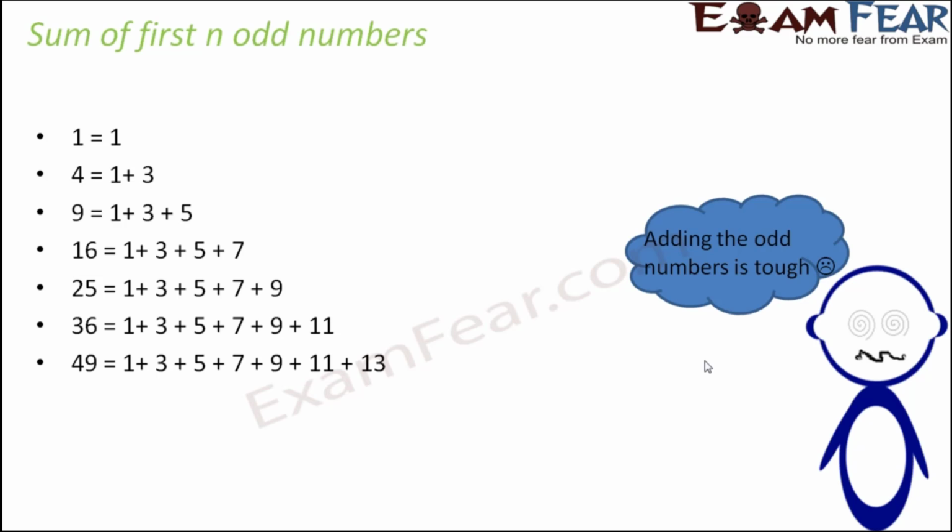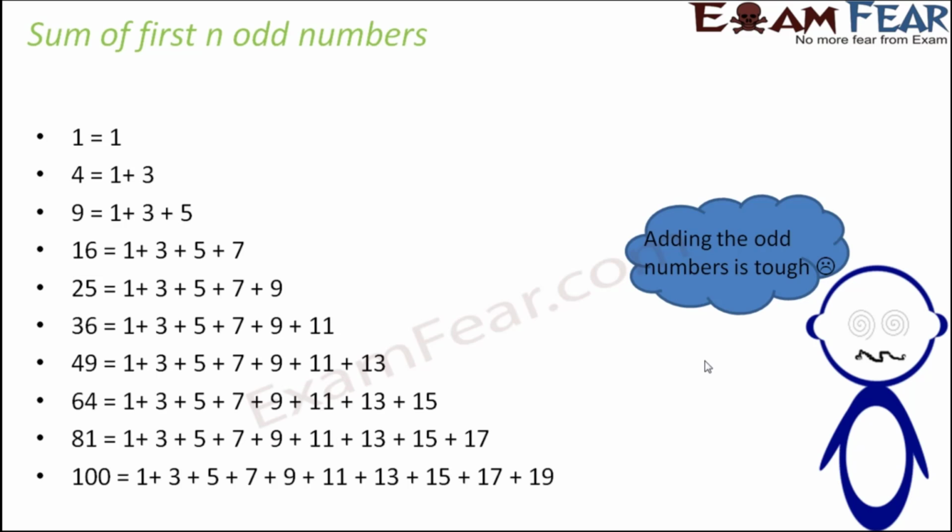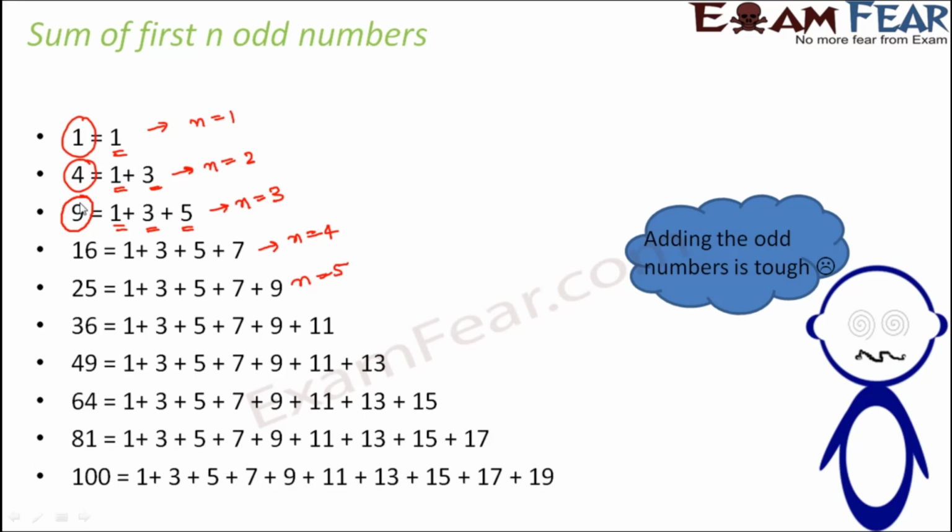When you look at this list, very clearly you can see that as n increases, n means how many odd numbers there are. The value of n in this case is 1. The value of n in this case is 2 because there are 2 odd numbers. What is the value of n here? Here n is equal to 3. Here n is equal to 4. n is equal to 5 and so on. So we see that as the value of the perfect square increases, the value of n also increases.